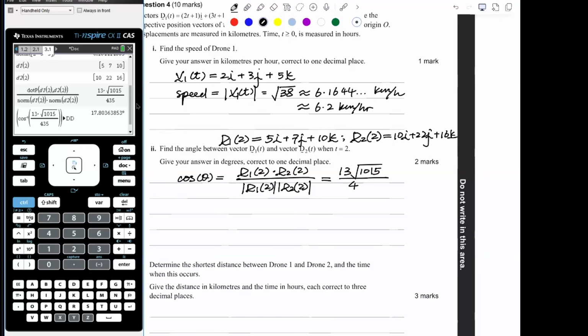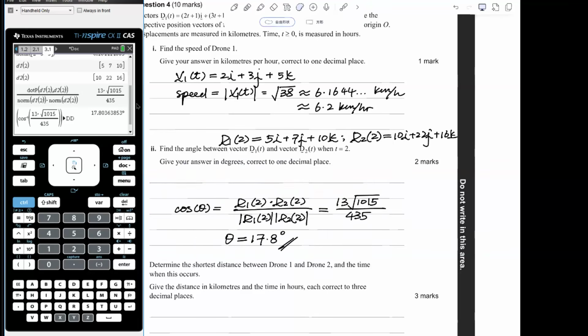So this question is CAS driven, very CAS driven. So theta equals 17.8 degrees, correct to 1 decimal place. Pretty much the standard type of vector questions you could ever expect on any specialist math exam.